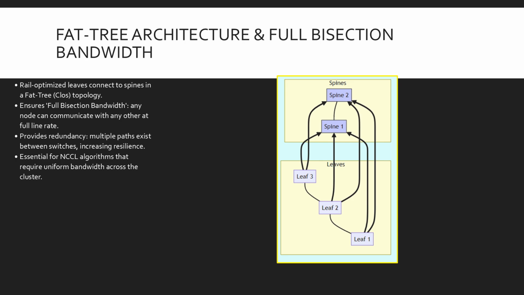This view shows a fat tree topology. At the bottom are our leaf switches, which aggregate the server rails. Above them are the spine switches. Notice the mesh of thick connections. Every leaf connects to every spine. This redundancy ensures that if one path is busy or fails, traffic has multiple alternative high-speed routes to reach its destination, guaranteeing the non-blocking performance AI requires.